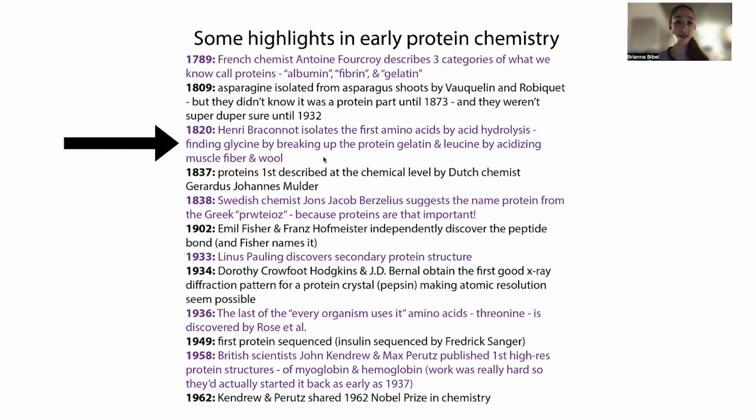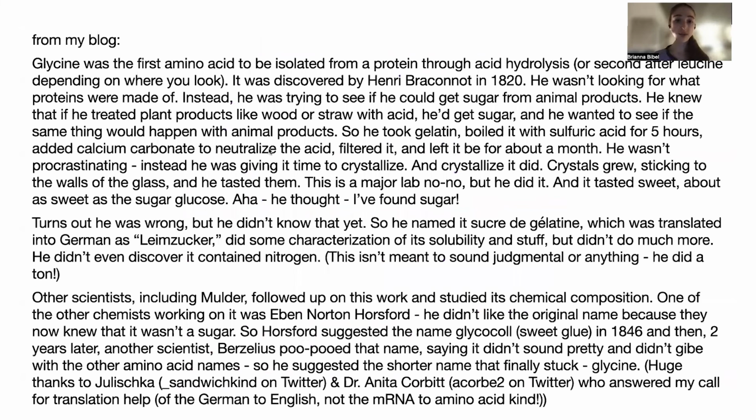was the first to isolate amino acids by acid hydrolysis. Basically, he broke apart that protein using acids into individual amino acids, and then tried to identify those amino acids. When he did this, he discovered glycine. Depending where you look, glycine or leucine was the first to be discovered by acid hydrolysis. In this case, Braconnot was actually looking to make sugar.